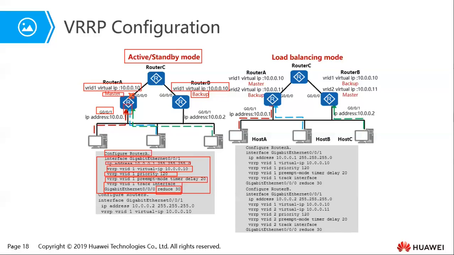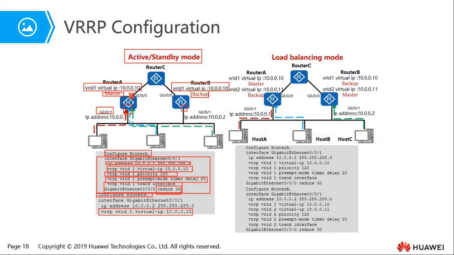When we reduce 30, this is going to fall below the default, which is 100. That means that the backup is then going to be the master. So configuring the backup is very easy. You simply use this command on the particular interface. You have to go into that particular interface, G0/0/1, then use the command VRRP VRID 1, then virtual IP 10.0.0.10.